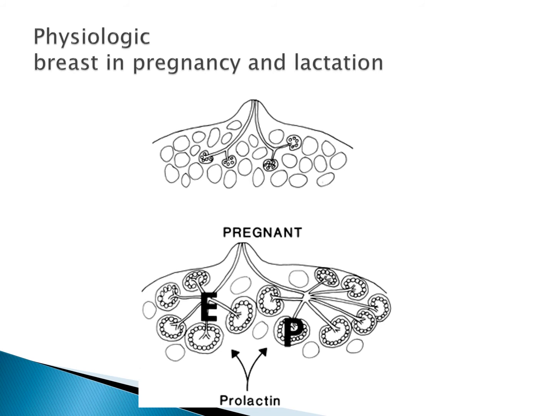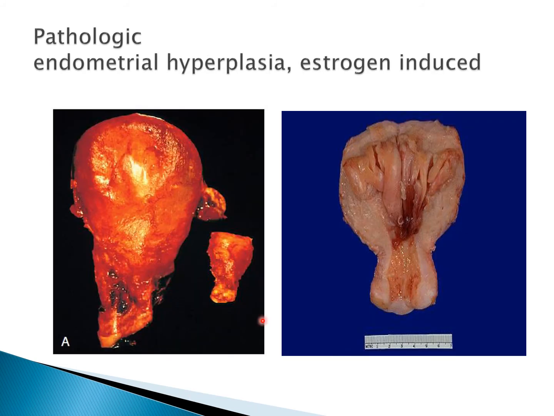So when the pregnancy comes to the end, or when the patient stops lactation, everything will go back to normal. And here you can find the uterus, transected from the middle. You can see the endometrial lining of the uterus. It is hyperplastic. This is called endometrial hyperplasia, and it is usually induced by continuous estrogenic stimulation. This is considered pathologic, and if it is not treated, it will transform to cancer.